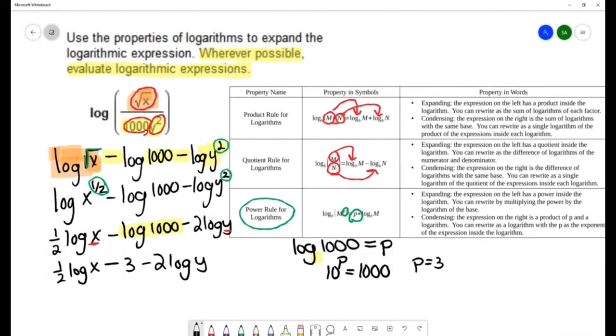I probably should have had equal signs all along the way, but we've now expanded this logarithmic expression using the product and quotient rule and the power rule. In addition to that, we've evaluated expressions where we were taking the log of a number to get 1/2 log x minus 3 minus 2 log of y.